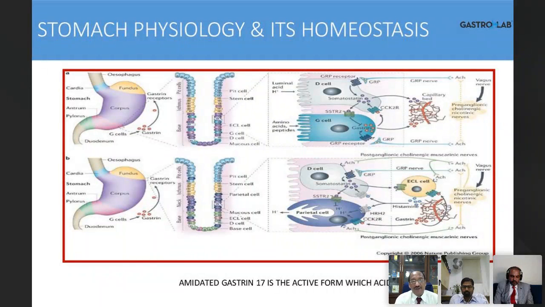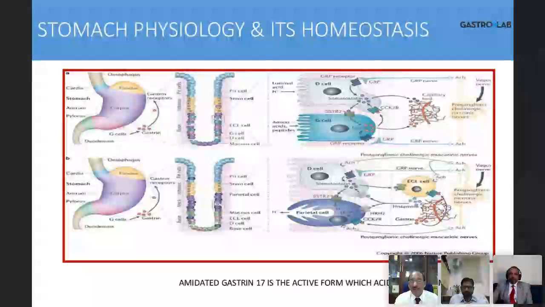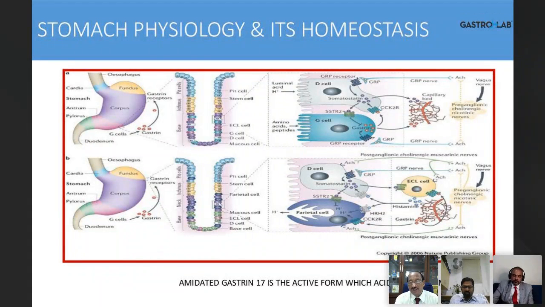The final common pathway is a proton pump, the hydrogen potassium ATPase, which secretes acid, hydrogen ions. It gets stimulated by 4 receptors. 3 receptors are stimulatory, 1 receptor is inhibitory, blocking. The inhibitory one is the somatostatin receptor, whereas those which stimulate the parietal cell are the acetylcholine cholinergic receptor, the gastrin receptor, and the histamine receptor. There's a feedback loop I'll show you.